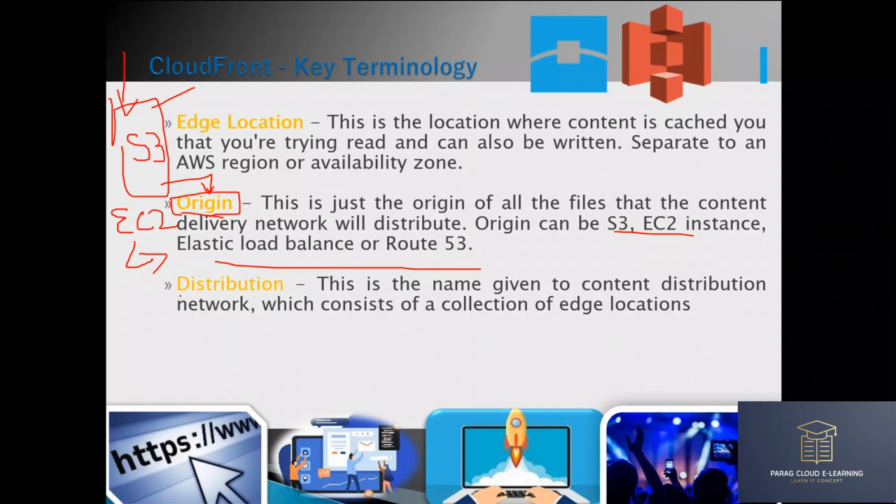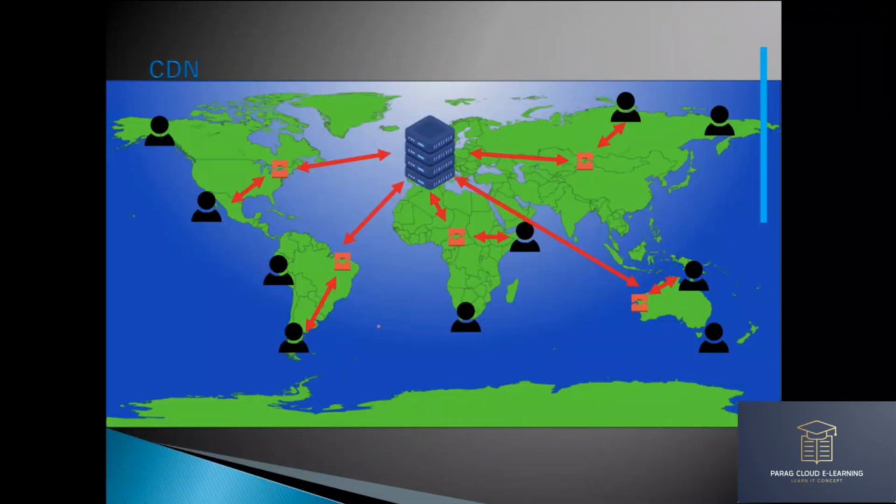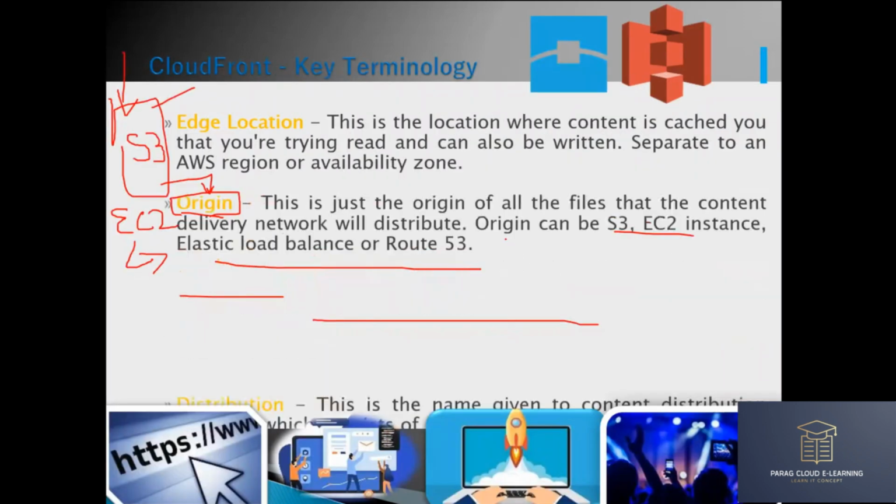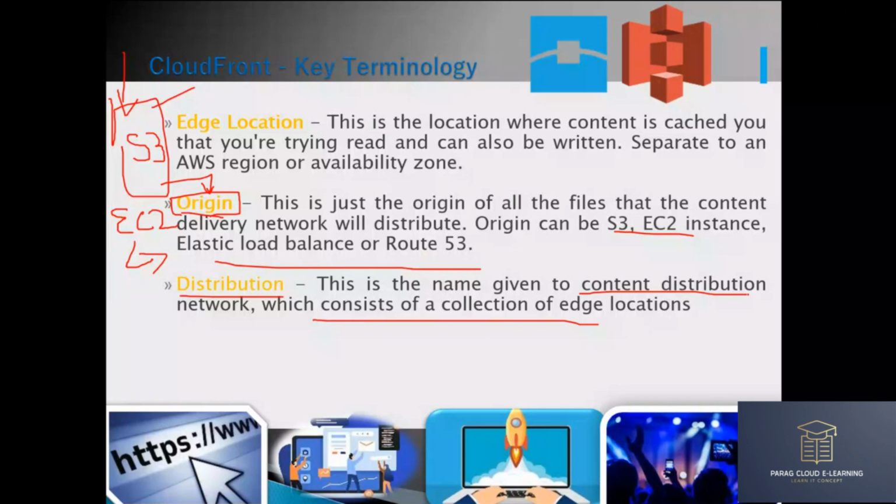Now, distribution. This is the name given to the content distribution network, which consists of a collection of edge locations. What does distribution mean? What is a collection of edge locations? This network is called a distribution. Basically, you are distributing the content of your website to different edge locations. So this is called distribution. The name given to the network which is created to distribute your content to edge locations is called a distribution.